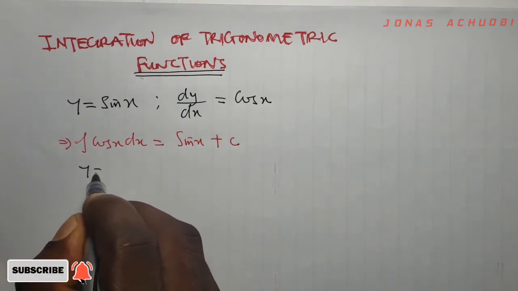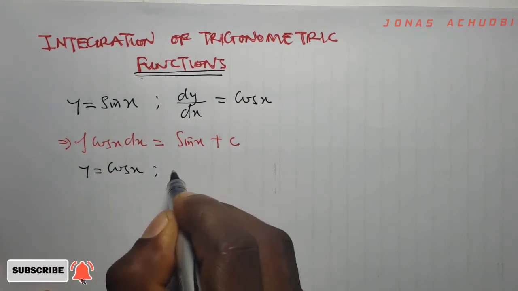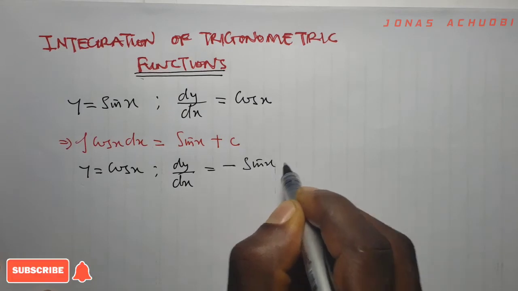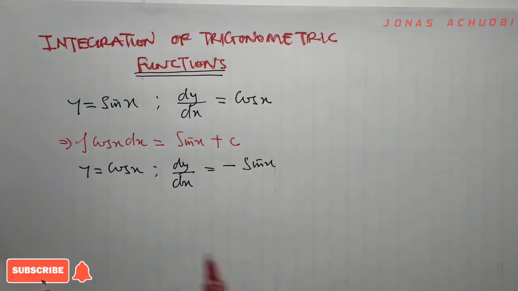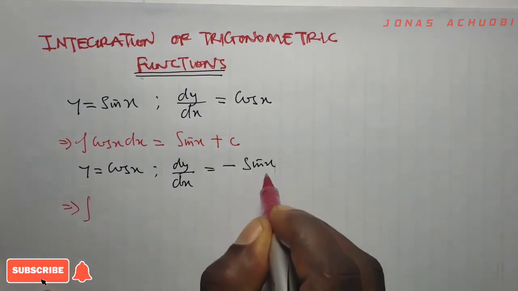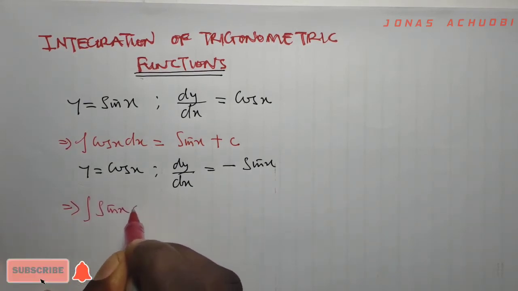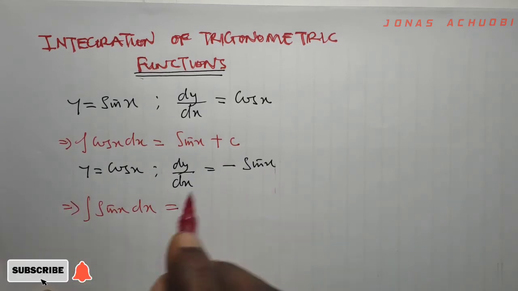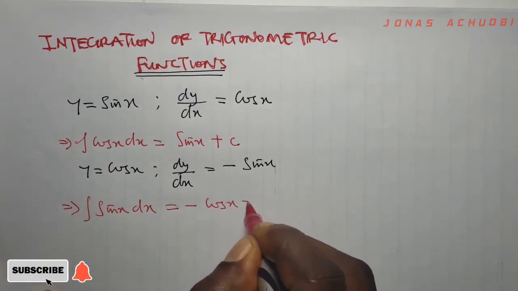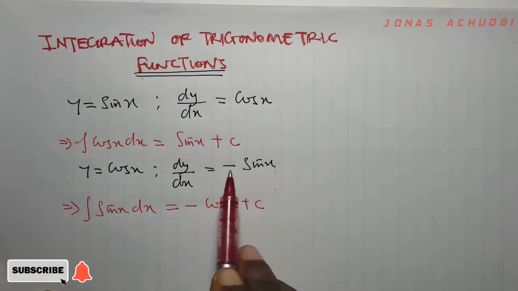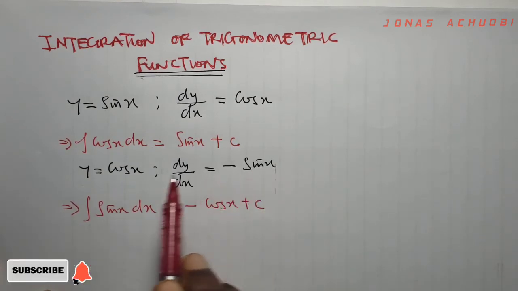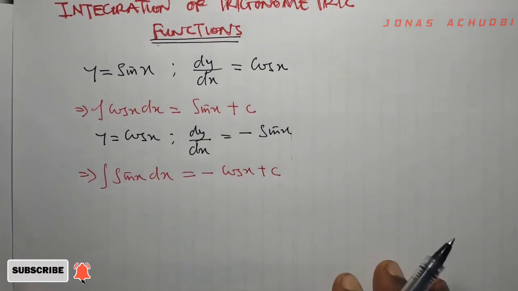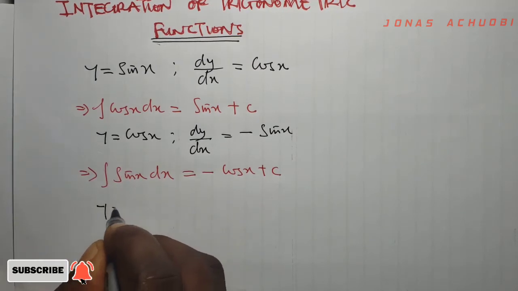Also, if y is equal to cos x, and when we differentiate this, we have what? Negative sine x. So if we integrate sine x with respect to x, what do we get? Sine x will give us minus, it will come this way. So we have negative cos x plus c. Our interest is sine x, not minus sine x. So sine x will give us negative cos x plus c.